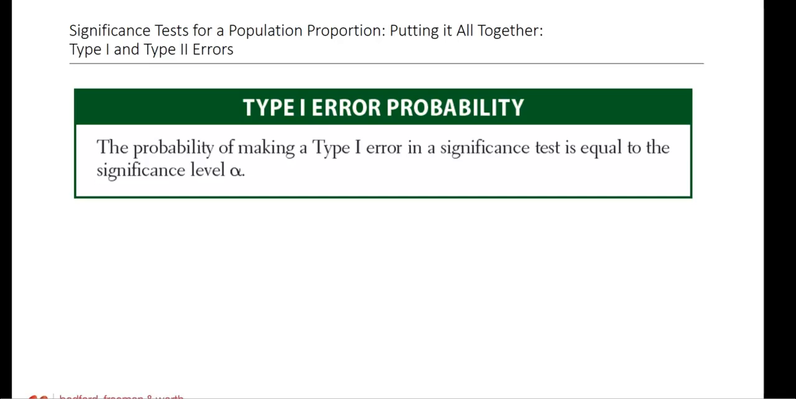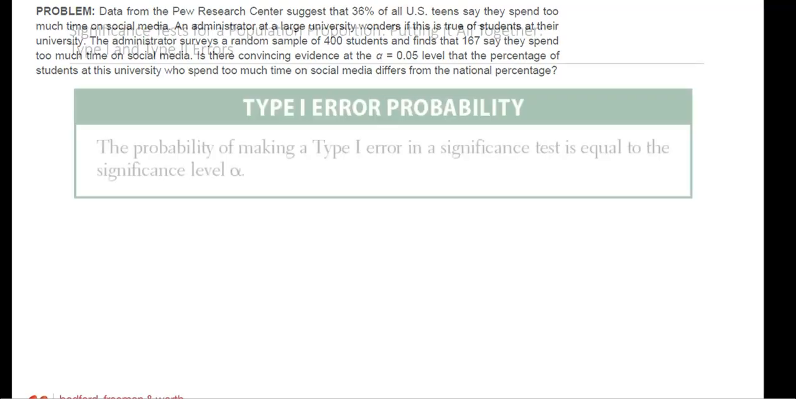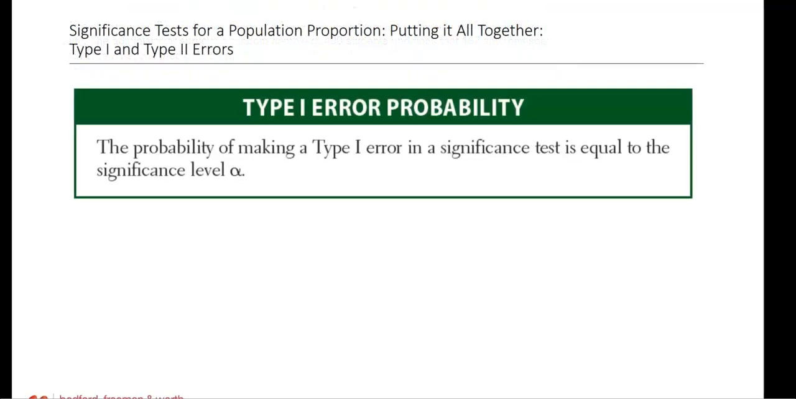Okay, now they add this extra here. So type 1 is equal to alpha, right? So that's true. Type 2 is equal to beta, by the way, which is helpful to know. We'll get there eventually, I believe.